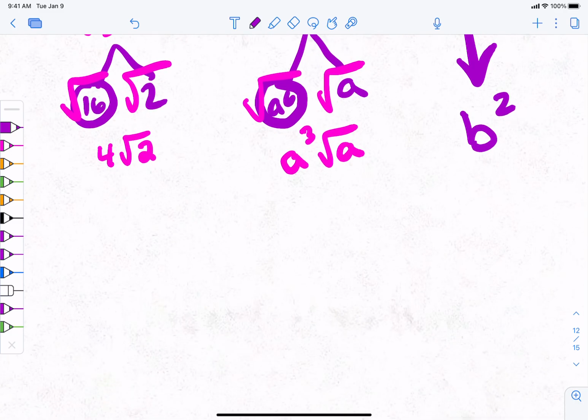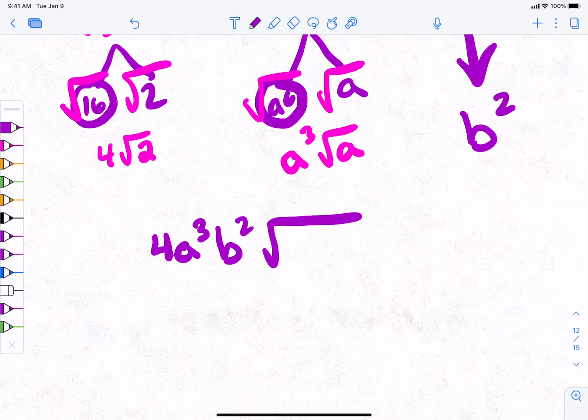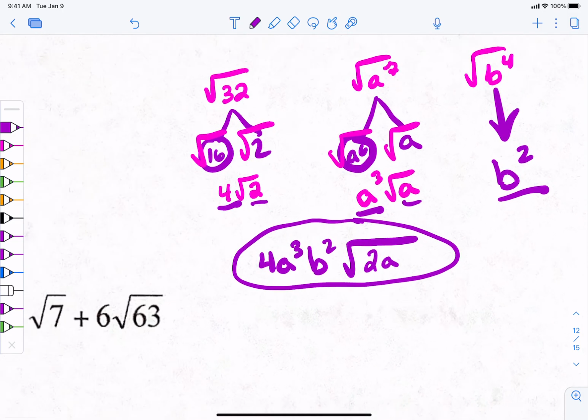All right, now let's put it all back together. So what's on the outside? 4a cubed, b squared. That's what it is, 4a to the 3rd b squared. Okay, underneath is 2a. That 4a to the 3rd b squared is on the outside. The 2 and the a are underneath, and that's how he works, okay? All right, you want time to do the other two?